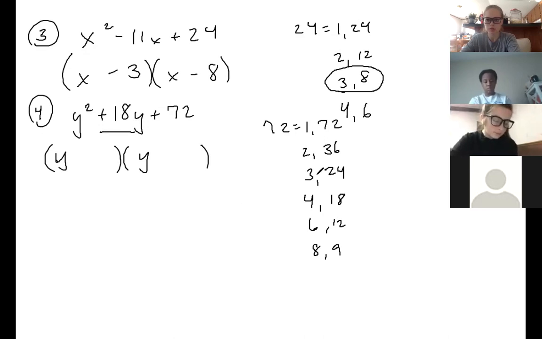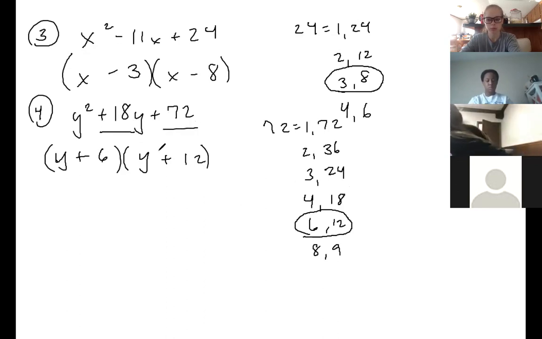Let's see, 24 minus 3, that's 21. 18 plus 4, nope. Let's see, this set added together will get me 72. Let's try that one. Oh, excuse me. This set added together will get me 18. Multiplied will get me positive 72. So there is your answer there.